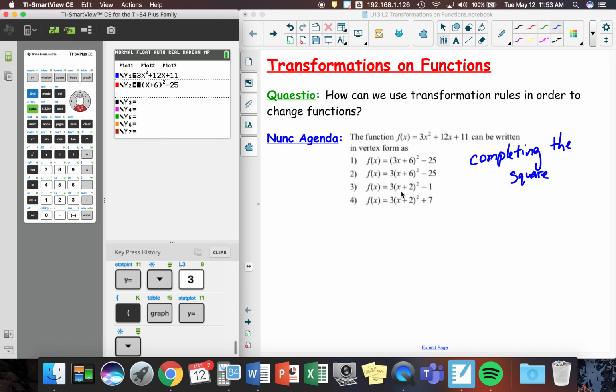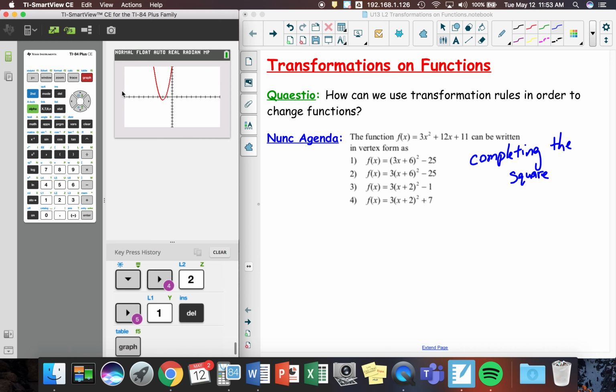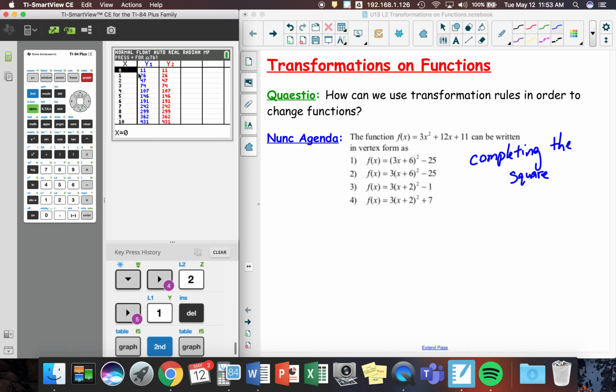Alright, so I'm going to type in the next one. I have 3 times (x plus 2) squared minus 1. I press graph, and that looks exactly like it. Now, just to be sure, I can also look at the table. If both of the y values are exactly the same, I know that has to be the right answer, because we're looking for something that's equivalent.